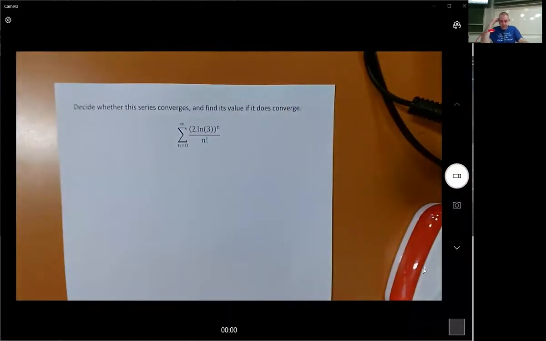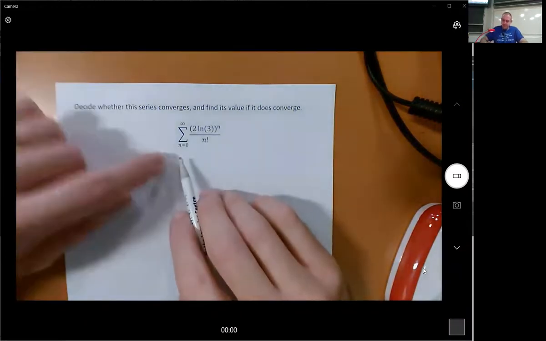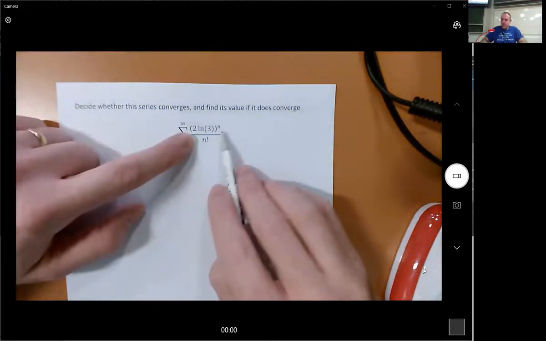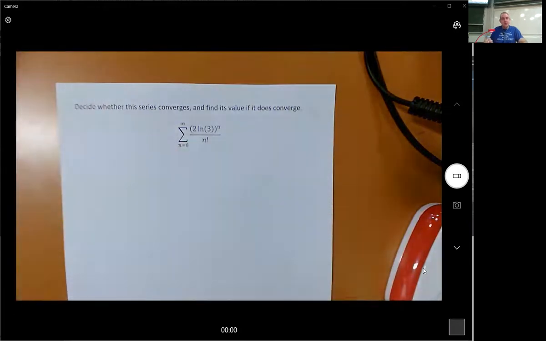All right, this one says decide whether the series converges and find its value if it does converge. I've got the sum from n equals 0 to infinity of (2 ln 3) all to the power of n divided by n factorial. Well, what I'd normally do when I try to see if a series converges is compare it to a series that I'm familiar with first, and hopefully it's one of those. And if it's not, then I would try some sort of series convergence test, like the ratio test or something.